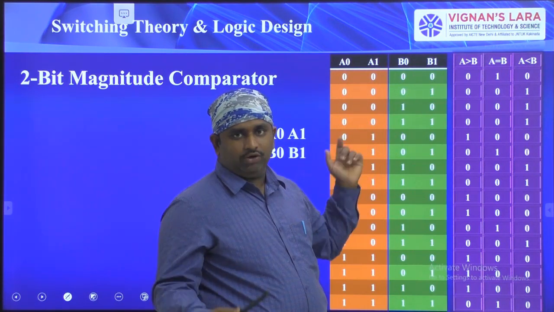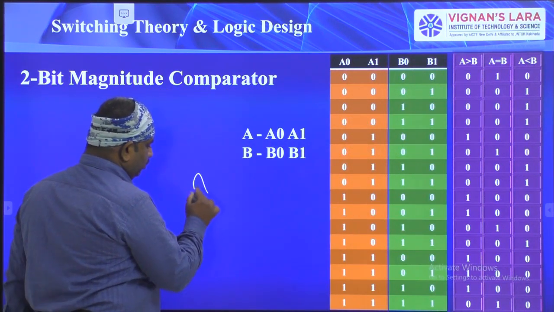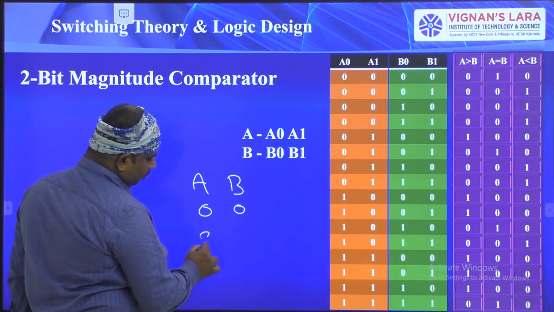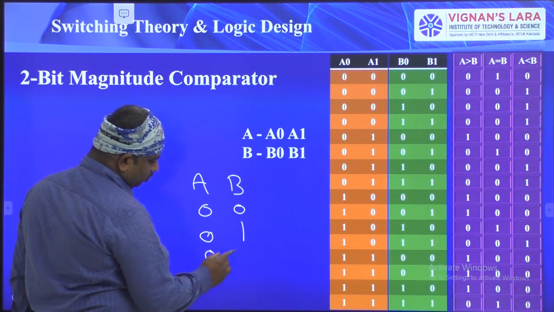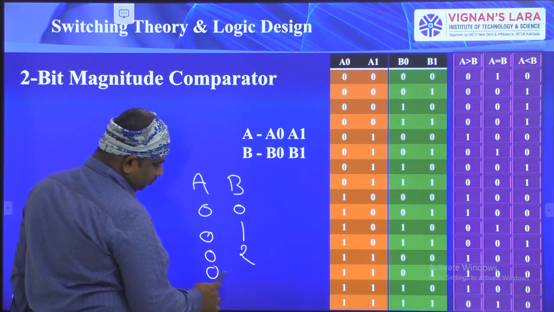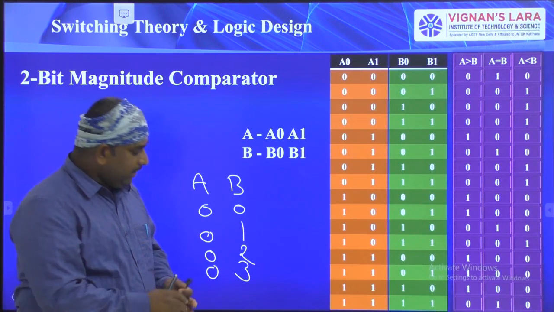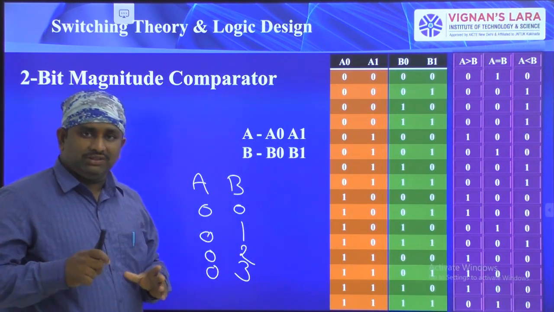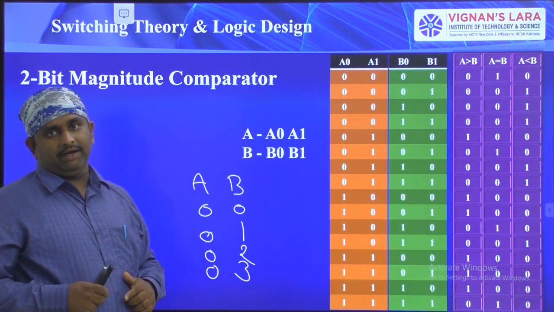0, 0, that is the value is 0, that is A is equal to 0 and B is equal to 0. A is equal to 0, B is equal to 1, A is equal to 0, B is equal to 2, A is equal to 0, B is equal to 3. Here the 3 indicates 1, 1. So this is called magnitude comparator.